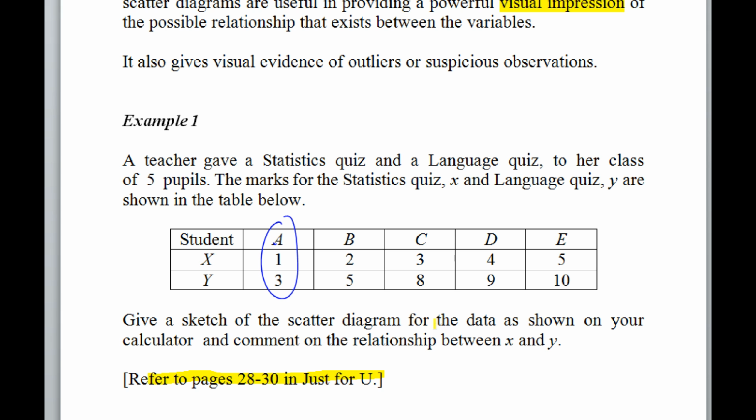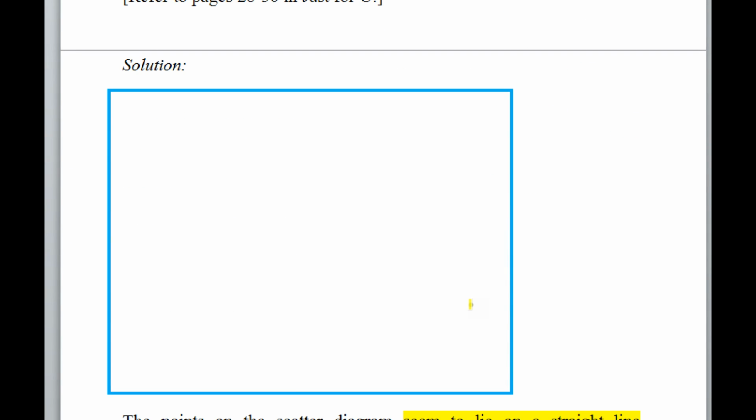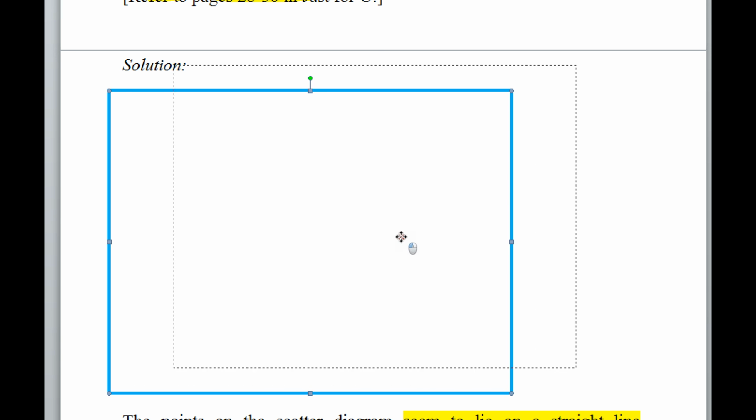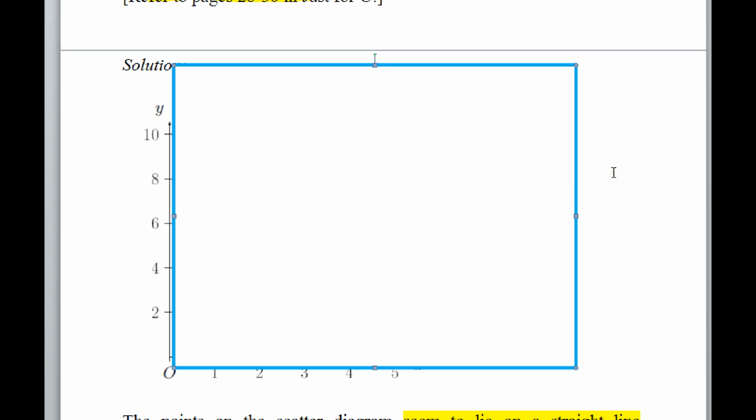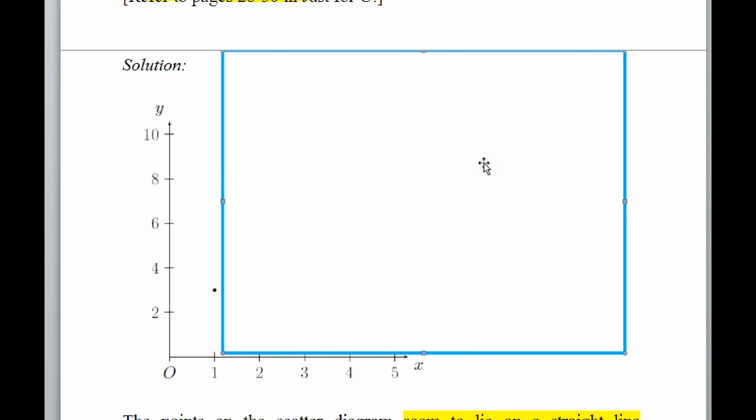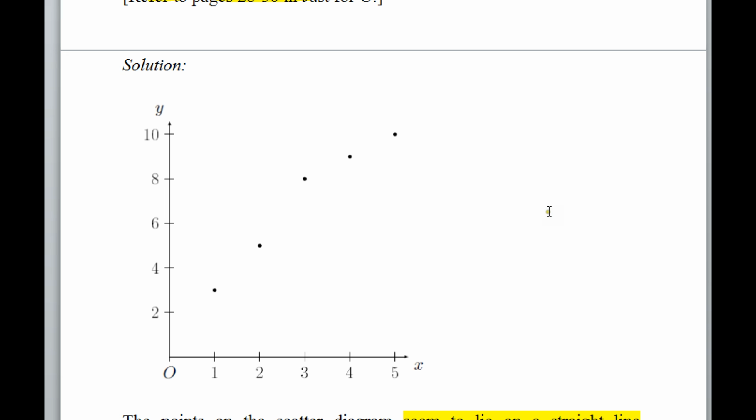So not about to go through that. But once you get the scatter plot, you will be able to plot all these points. Is that all right? Okay? The GC will give you something like that.